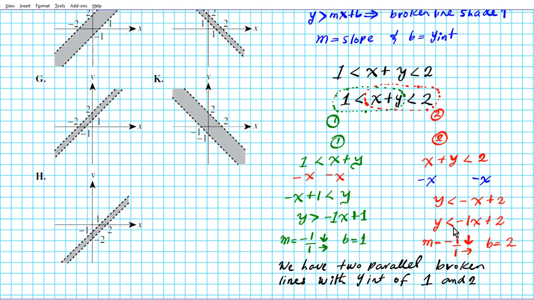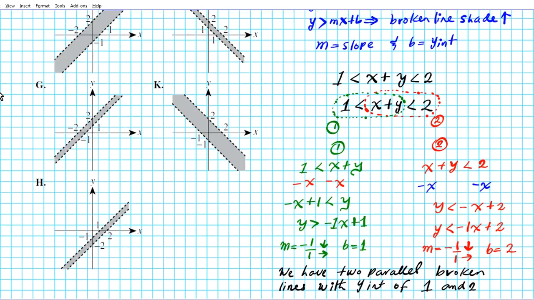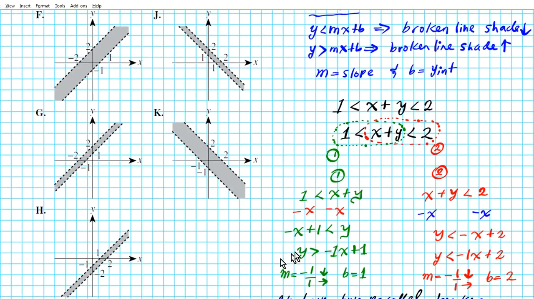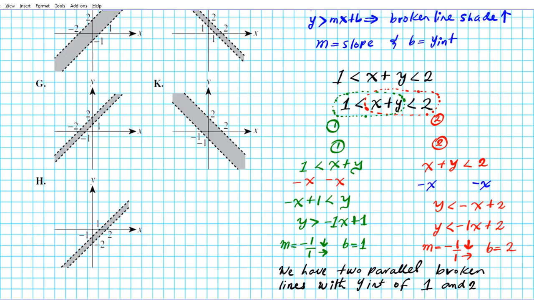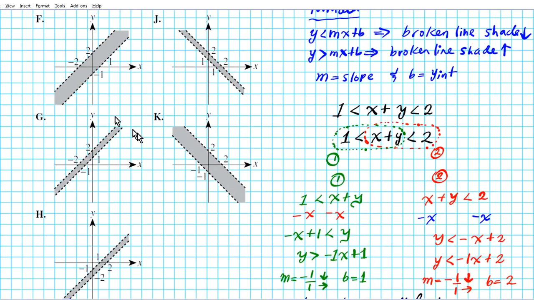Inequality 2, you're going to be shading downwards. Okay, but that's something to keep in mind, but it doesn't really help us to figure out the answer here. This information we have should be enough for us to figure out the answer. Okay, so let's see. All of them are parallel. All the options are parallel, so that doesn't help.